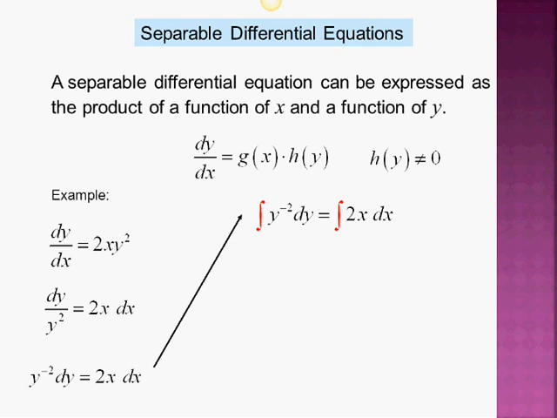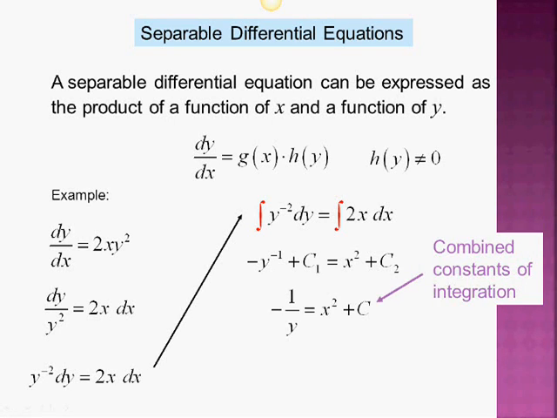So it's really not too difficult. I integrate this y to the negative second. I just use a plain old power rule, so I add 1 to my power and divide by that power here, plus a constant, and that's equal to the antiderivative, which is just x squared, plus a constant. What I can then do is combine the constants together so that I now have negative 1 over y is equal to x squared plus c, and I've just solved that differential equation.